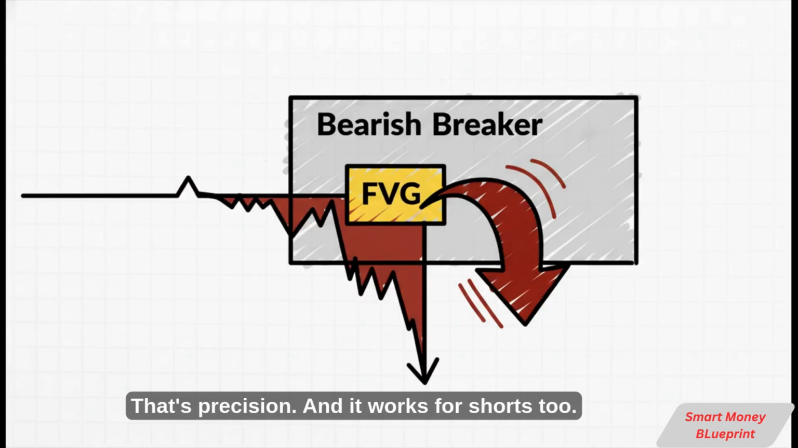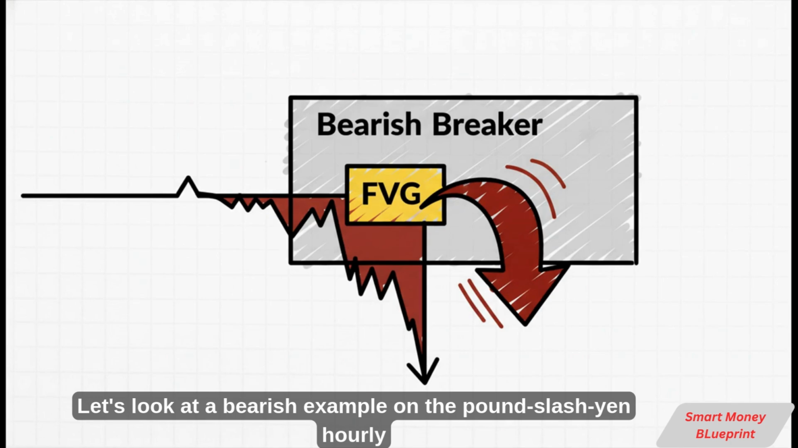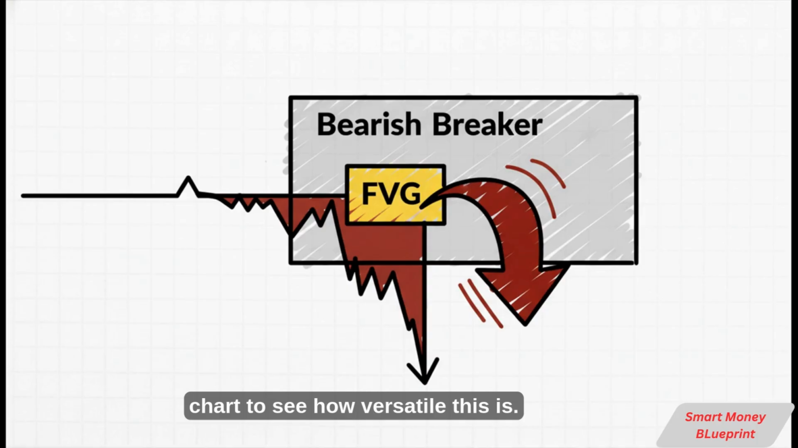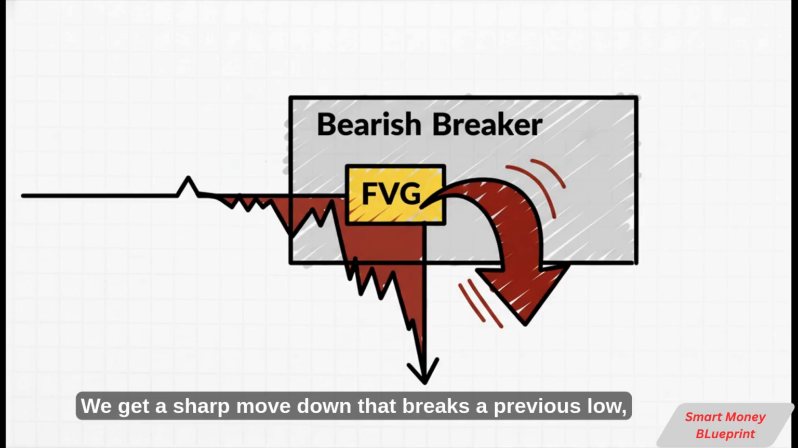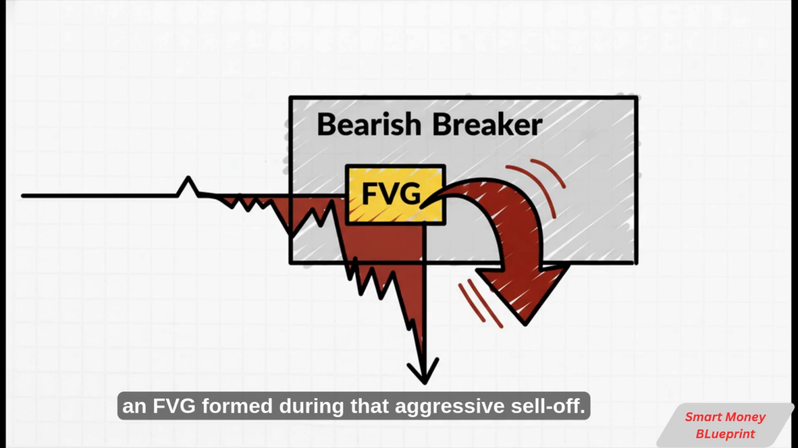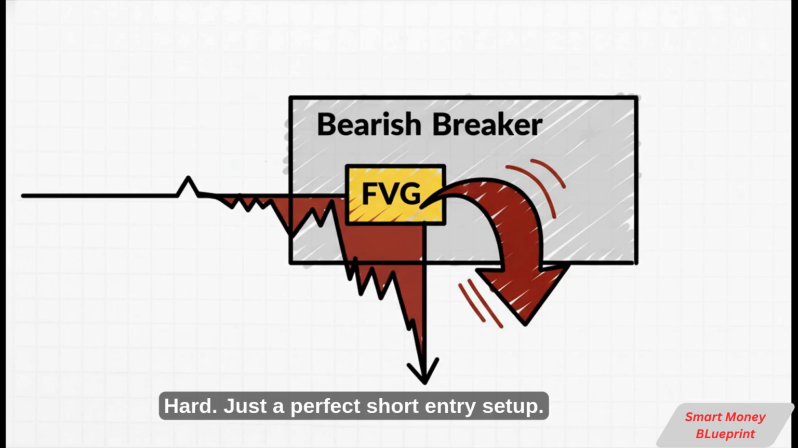And it works for shorts too. Let's look at a bearish example on the pound/yen hourly chart to see how versatile this is. We get a sharp move down that breaks a previous low, creating our bearish breaker. And right inside that zone, an FVG formed during that aggressive sell-off. Price retraces right back up into that overlap and gets rejected, hard. Just a perfect short entry setup.